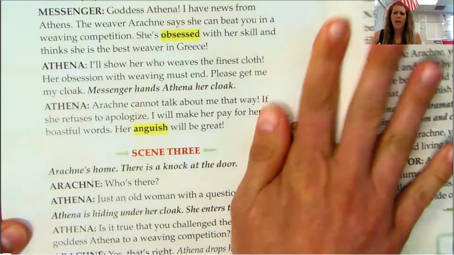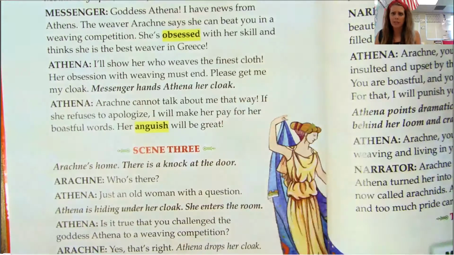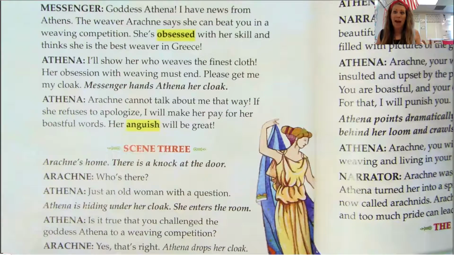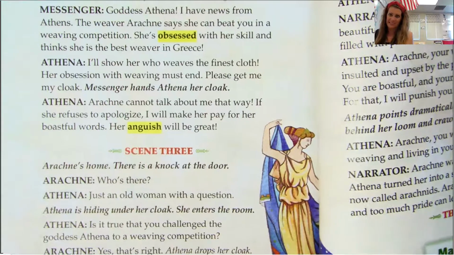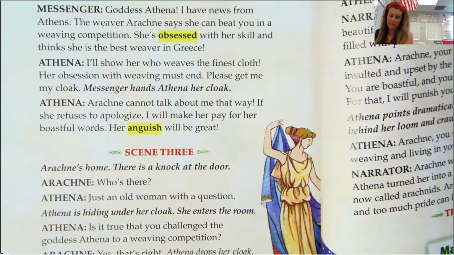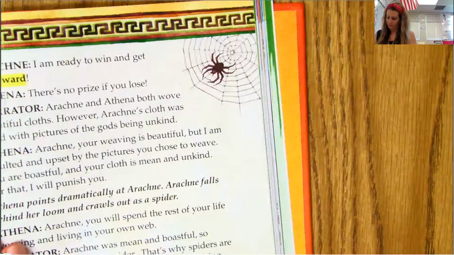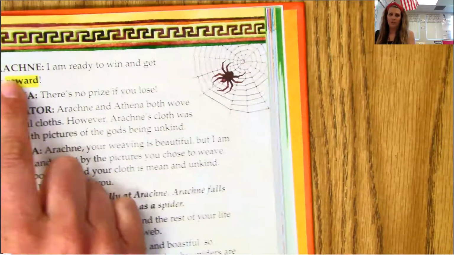So again, this is make-believe, but Greek gods have powers. They're like magical. So do you think it's a good idea to compete with a Greek god? I don't know.